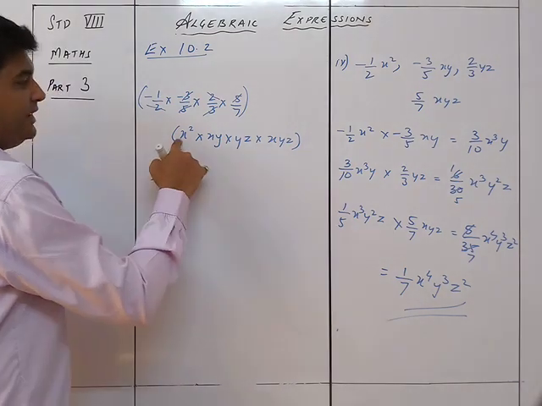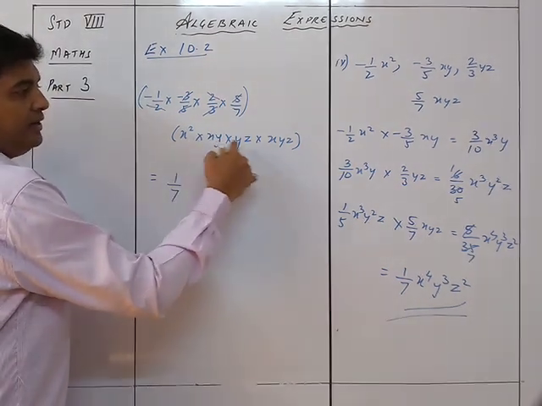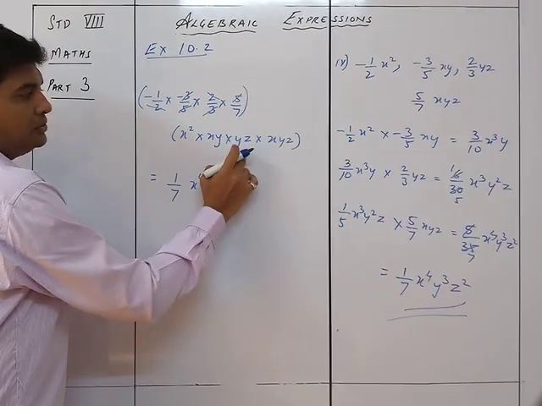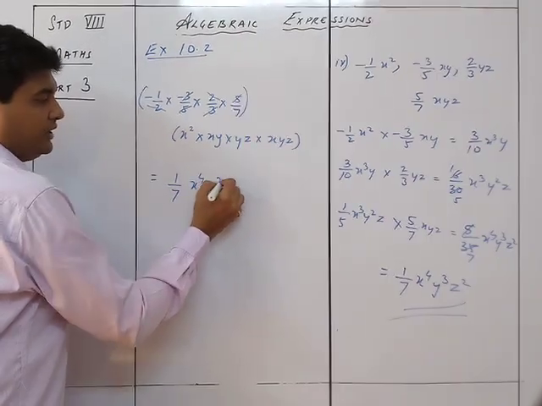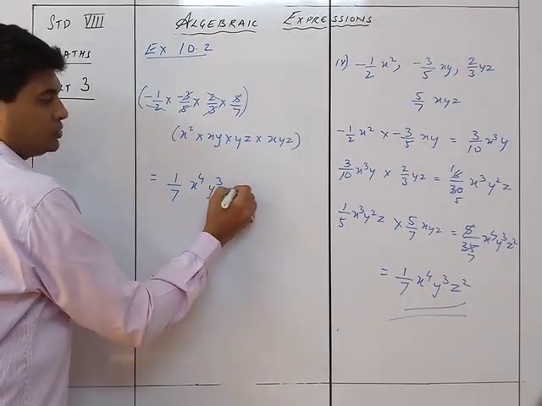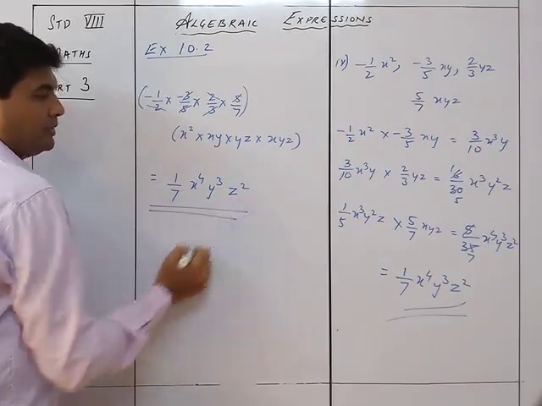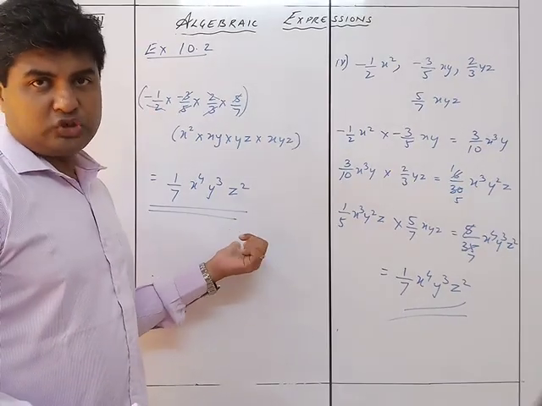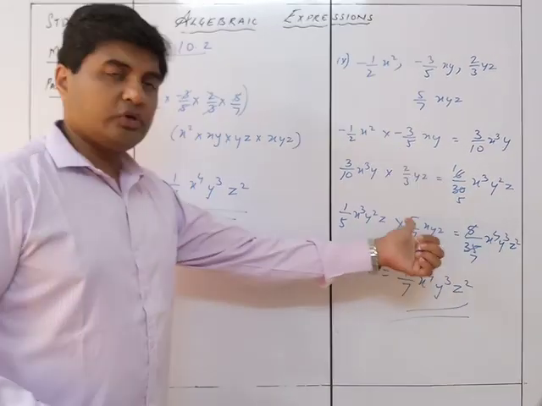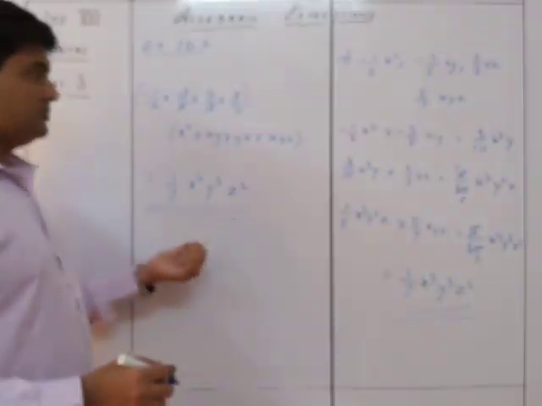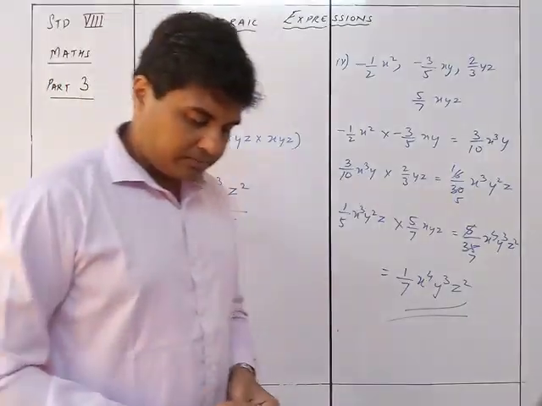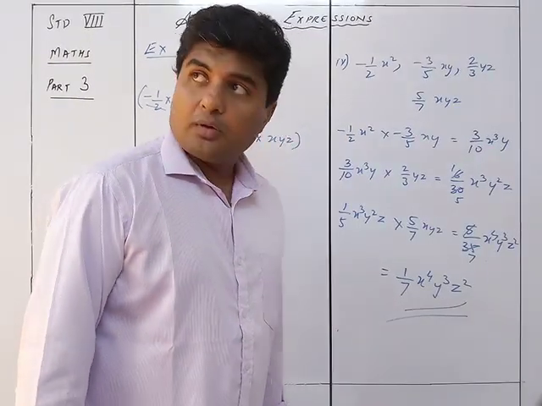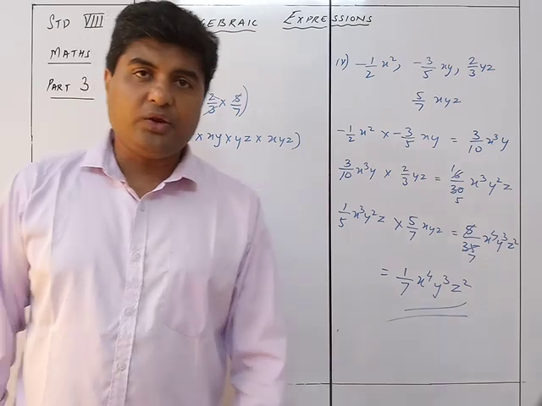Here, how many x are there? 2, 3, 4. So x raised to 4. How many y's are there? 1, 2, 3. So y raised to 3. And z are 1 and 2. So z raised to 2. Of course, a better method, a more mature method also. But you can also do it this way. Now, okay, we stop over here and we continue in the next video.